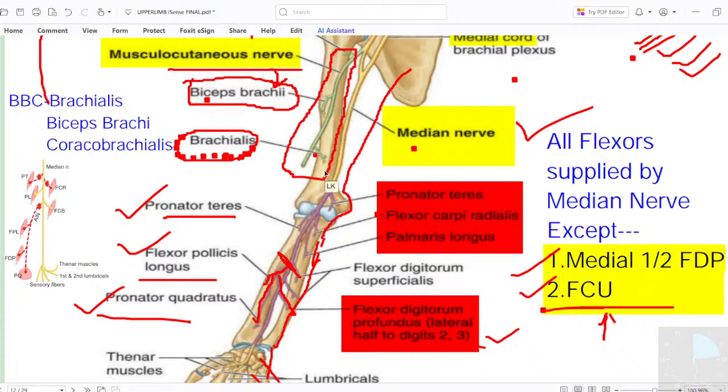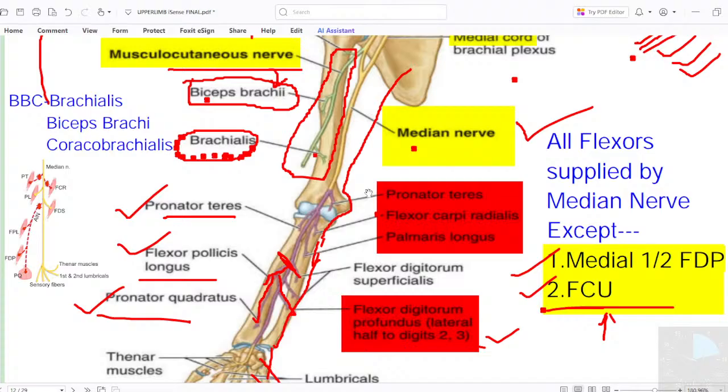Radial nerve, does it cross anteriorly or posteriorly? Posteriorly. Very bad. At the elbow, it will come anterior, only at the elbow. It supplies the posterior compartment everything, but we are discussing the elbow, yes, at the elbow. And ulnar.